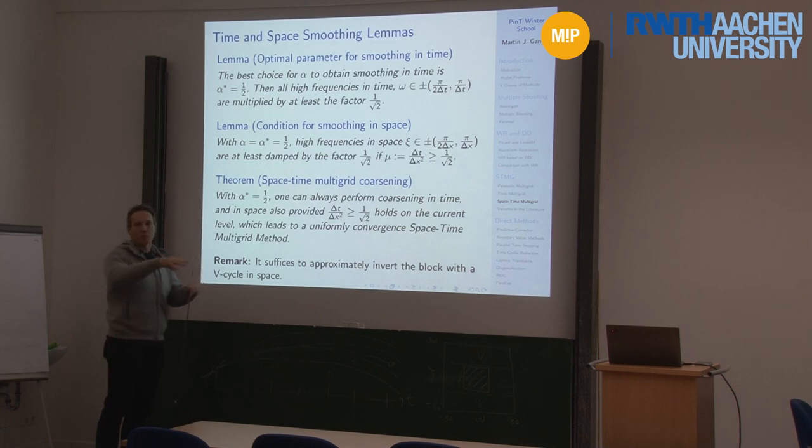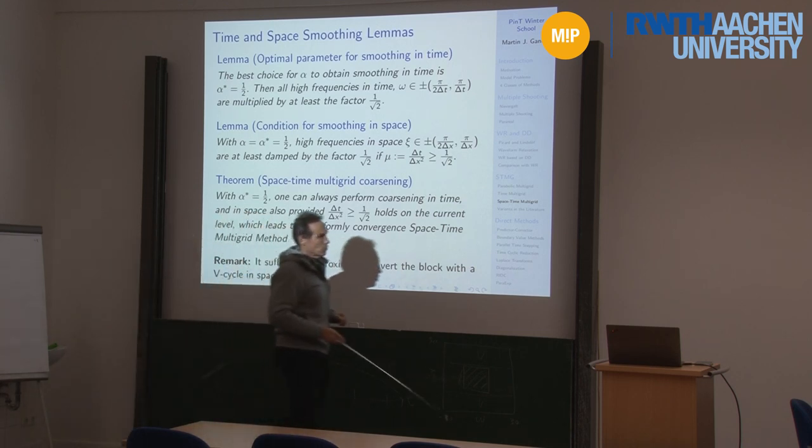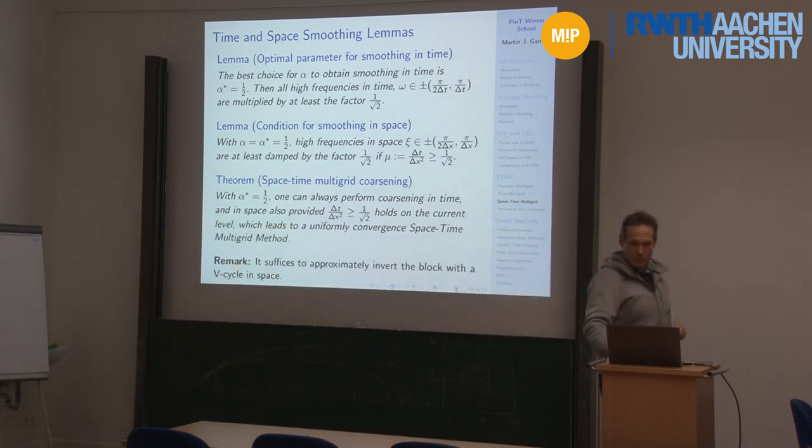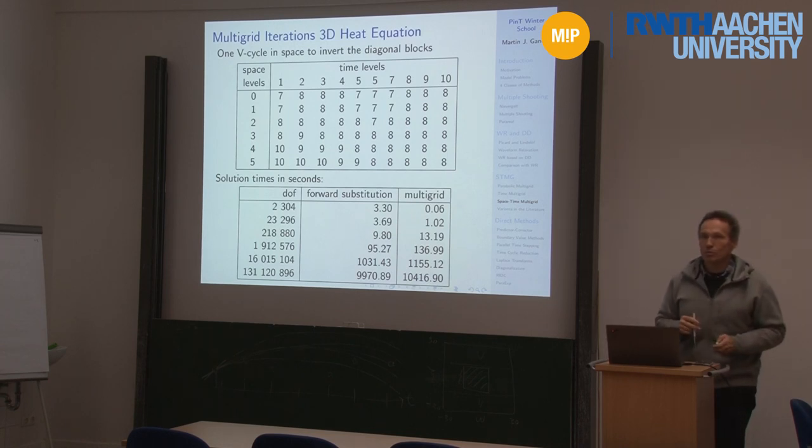And in the next step, we can coarsen in space again because it goes into the good direction of this condition. So we can always coarsen space-time. Sometimes you have to drop space. We do always time. And very often, we can do space as well. And then we get a convergence result. And this gives an algorithm which has outstanding performance on a parabolic problem.